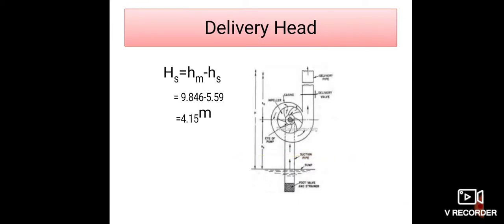So how to find the delivery head? The delivery head is the manometric head minus the suction head, and then we get the delivery head, Hd. So it is not Hs, it is Hd. Please make this correction. This was a typing mistake.